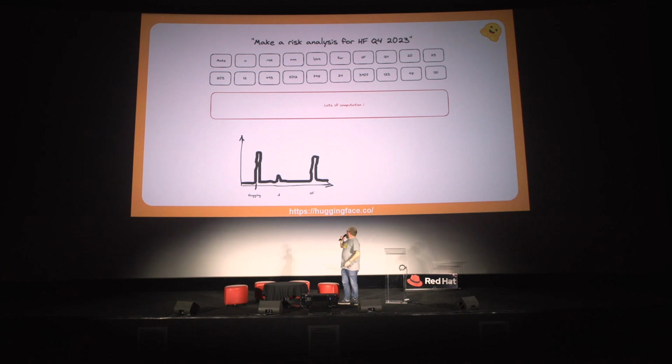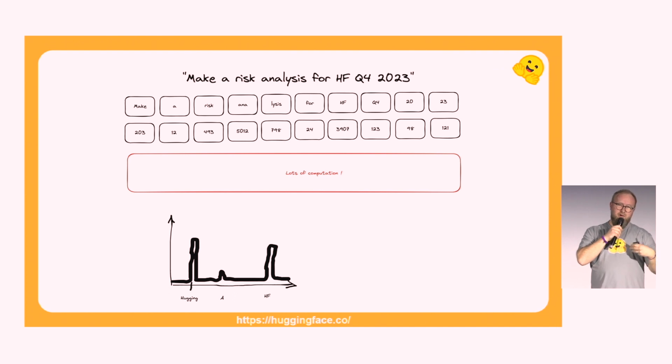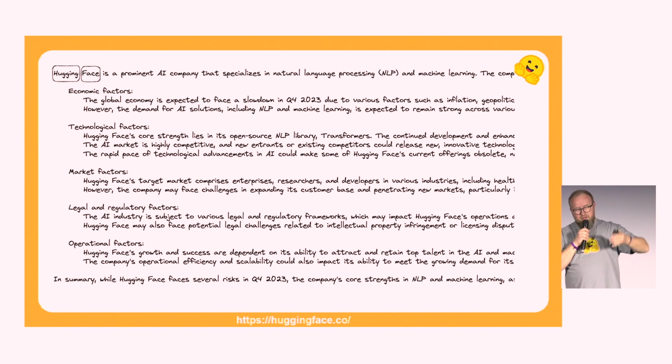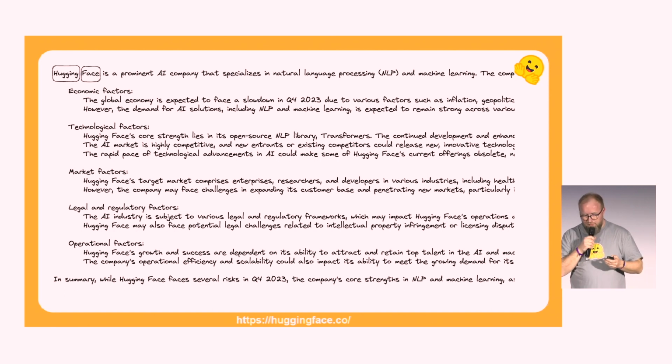So let's jump into an example. I want to make a risk analysis for Hugging Face Q4 2023. I will send this request to the model, and what will happen behind the scenes is a mapping between the tokens and some numbers, because models don't understand strings. Here is an example of the answer of the model, and you can pick different models, obviously.